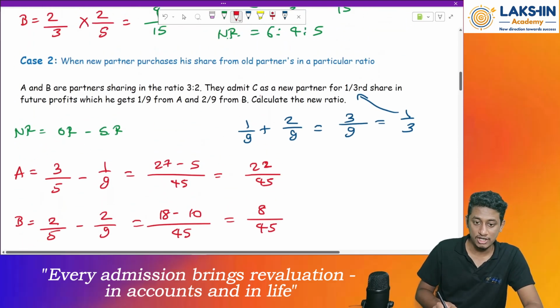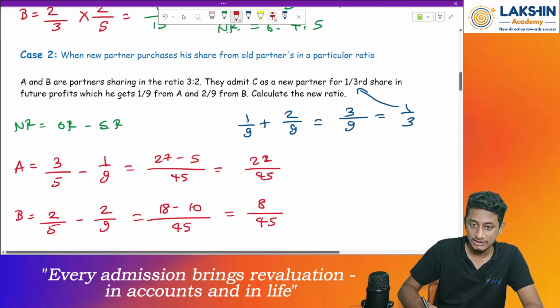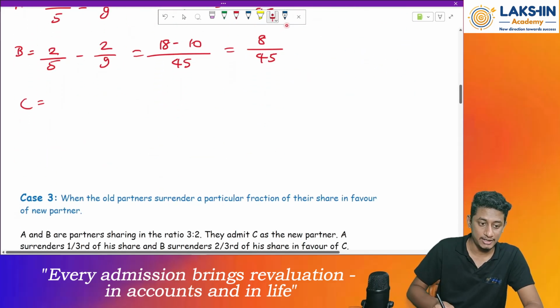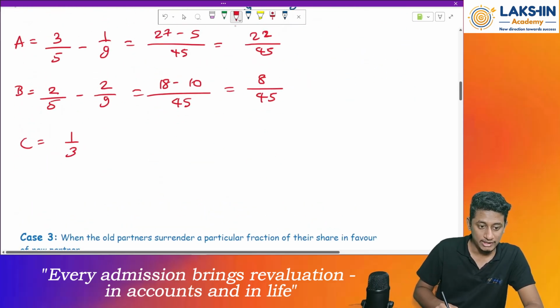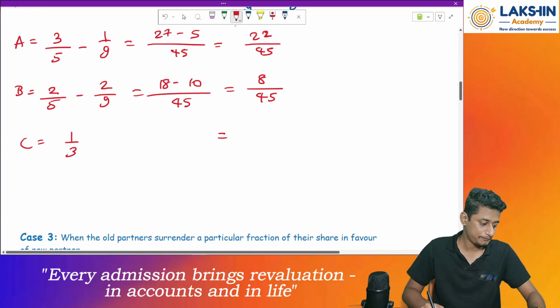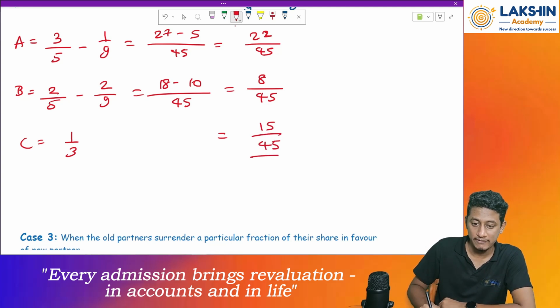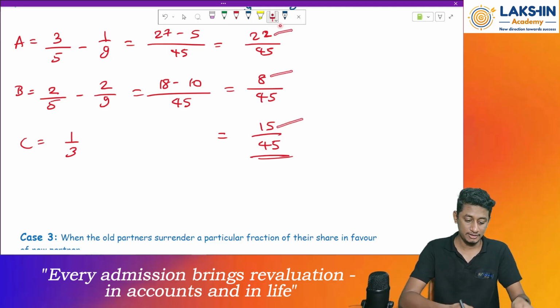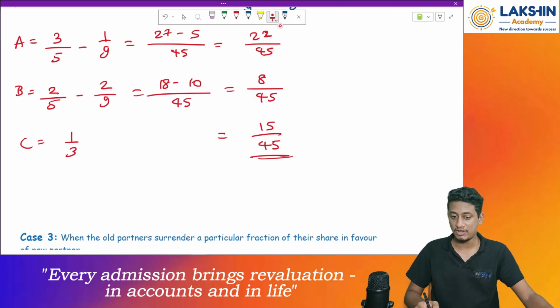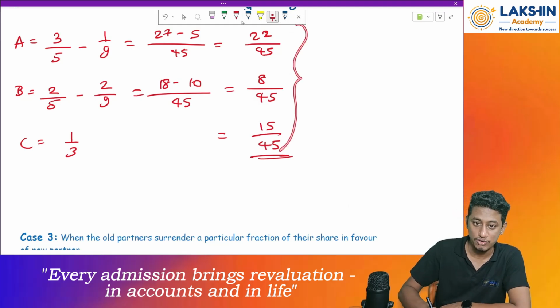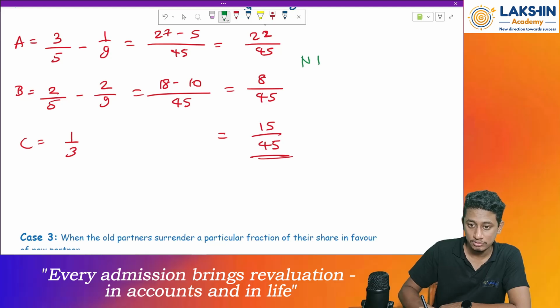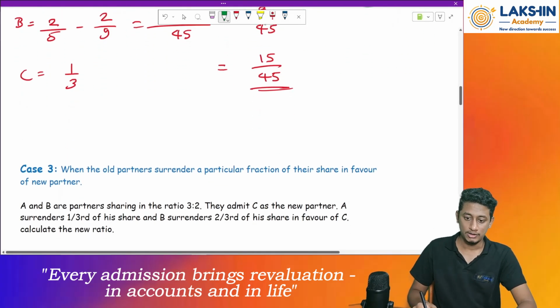So what was C's new ratio? Do we have C's new ratio? Yes, this is C's new ratio, 1 by 3, right? So if I equate 1 by 3 to a denominator of 45, 45 divided by 3 is 15. So 15 by 45 will be the new ratio. If I add 22, 8 and 15, 22 plus 8 is 30, 30 plus 15 is 45. It's fine, all of these are matching. So my new ratio is 22 is to 8 is to 15. Clear? Going forward.